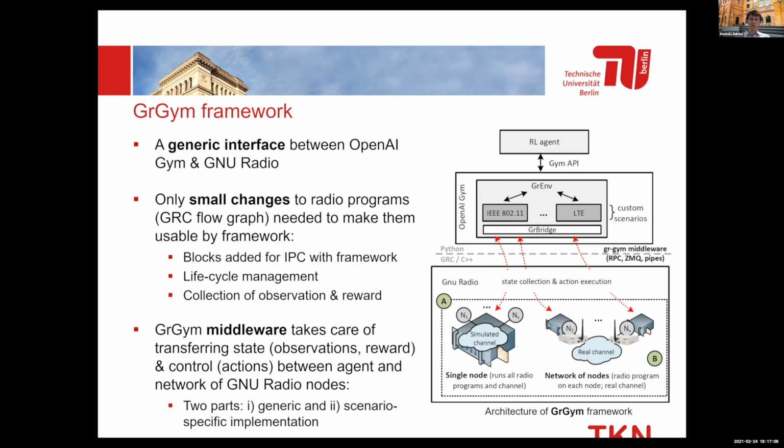So basically our framework has two parts, one a generic part, which connects the two frameworks, and one scenario-specific part. And this is needed in order to describe the semantics. So for example, an action is per se just a numerical value. And at some point you have to say what the semantic of an action is. You have to say, for example, that it is the transmit power level. And this happens in the scenario-specific implementation.